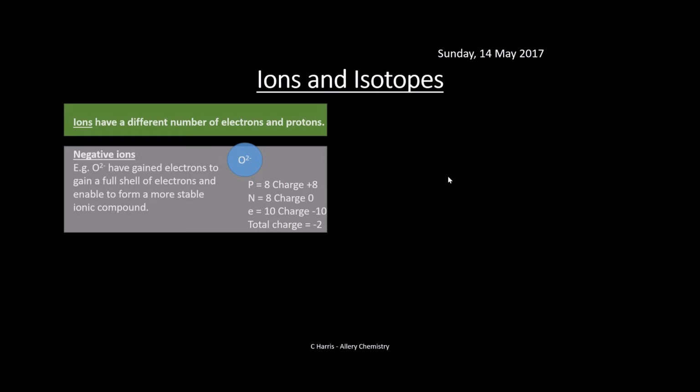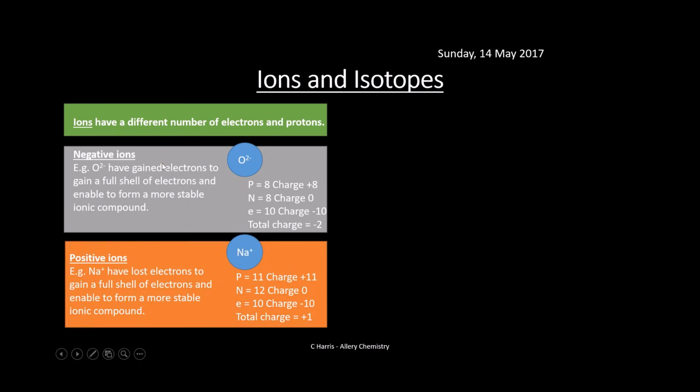Okay, so let's look at some ions and isotopes. So ions have a different number of electrons and protons. Here the negative ions have gained 2 electrons. In this case, this is for oxygen, and they've done that to gain a full shell of electrons. You can see here we've got 8 protons with a charge of +8, 8 neutrons with a charge of 0, and the number of electrons is 10, so it's gained 2 extra ones from the normal 8 that it has. If we add all those numbers up, we should get a total charge of -2, and obviously this is a negatively charged ion. And this would be attracted to a positive ion, and this is what makes them stable.